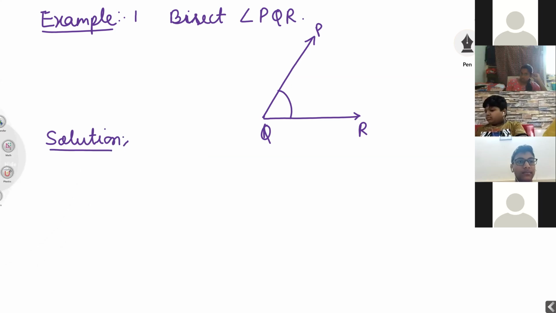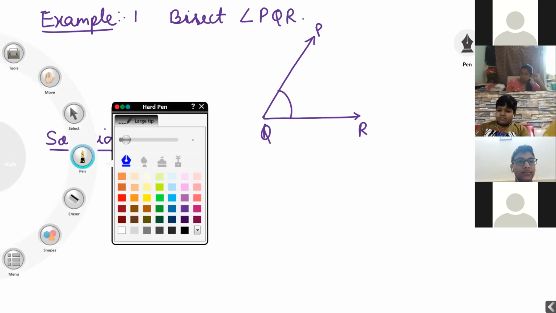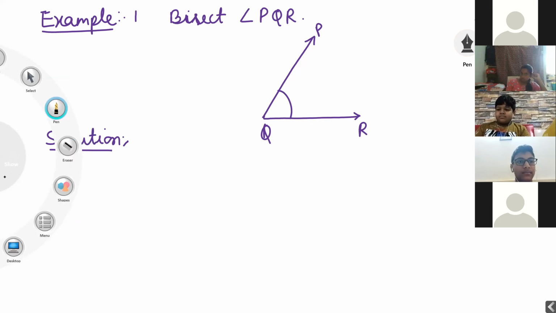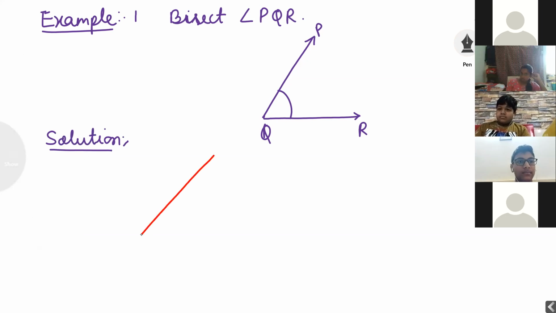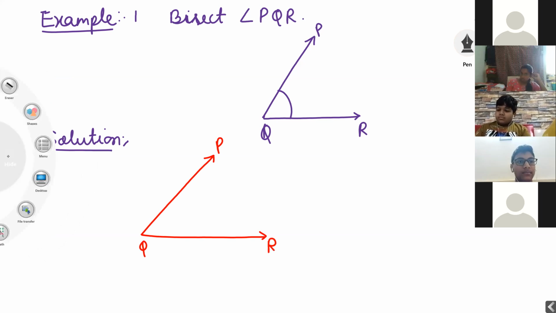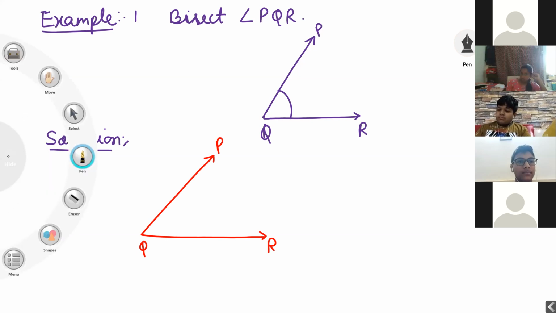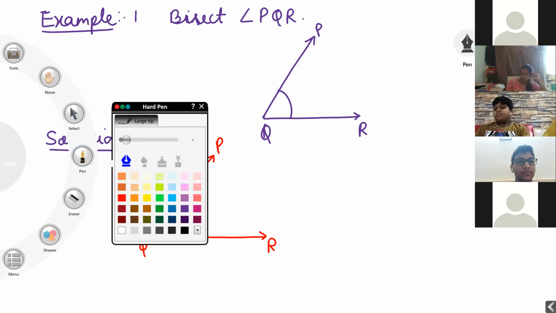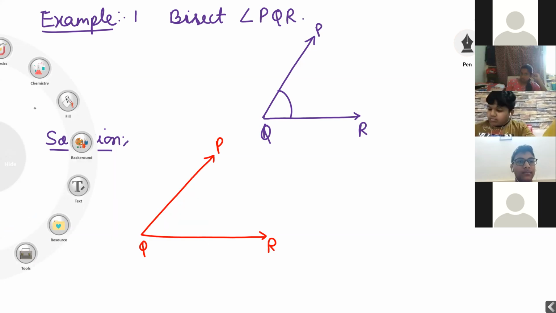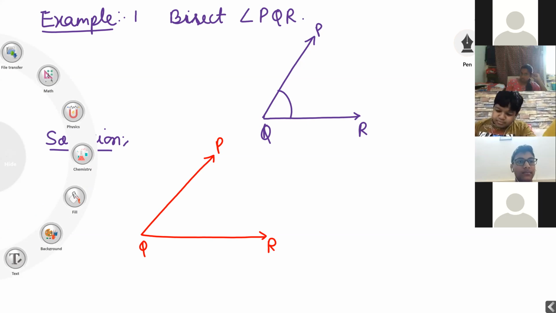Again, draw this angle. Any angle you can take, 45, 60, 90, your wish. That angle we are going to bisect. How to bisect? By using a compass. In the previous class, I explained about the compass.